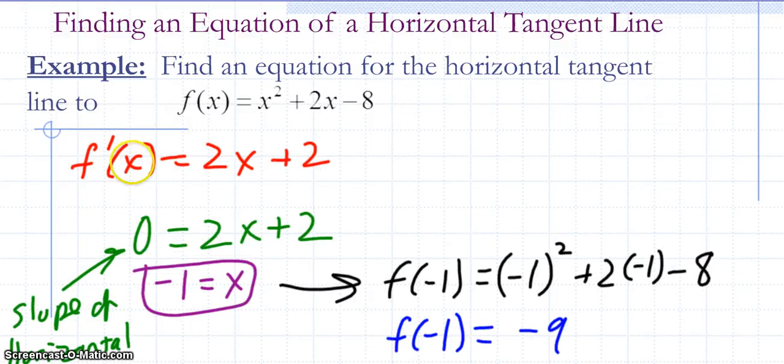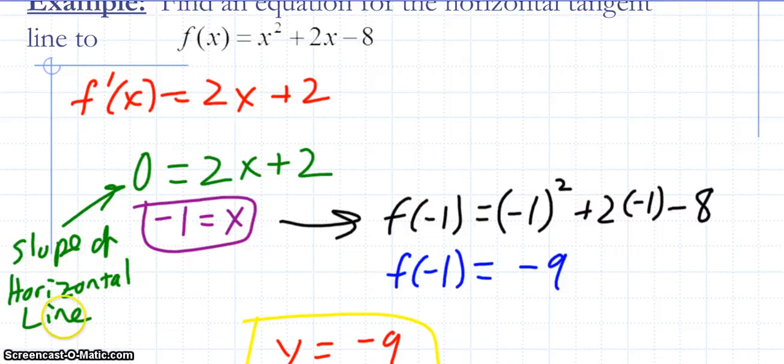Alright, so here first I find the derivative of the function, so f prime of x is 2x plus 2, using my power rule. Now, if I want to find a horizontal tangent line, I'm going to set the derivative equal to 0, because I know that the slope of a horizontal line is 0. So, where is the slope going to be 0? Remember that that's what the derivative represents. 0 equals 2x plus 2. I solve for x, I get x equals negative 1. So that is the x value where the function has a horizontal tangent line.